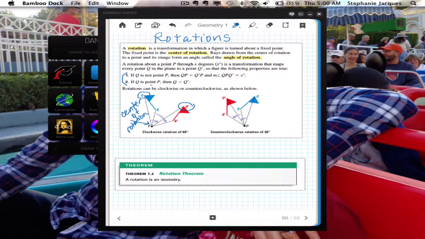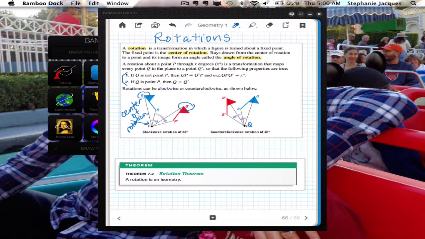If Q is point P, so in this example right here, then Q, no, that's just showing a different degree change. If Q is point P, so let me change the example, and let's say you have Q right on P, then Q is congruent to Q prime, so they would both be equal as well.